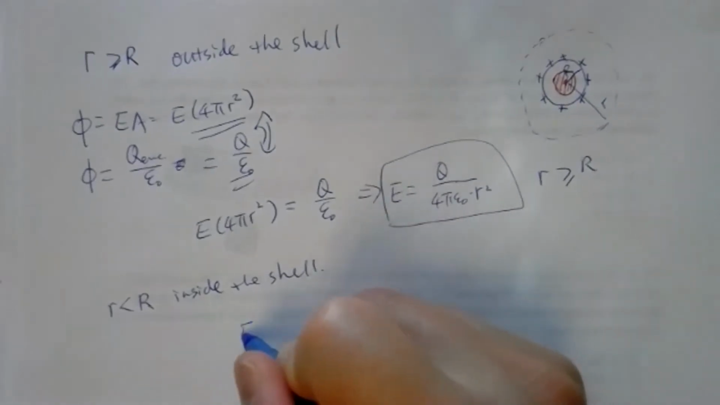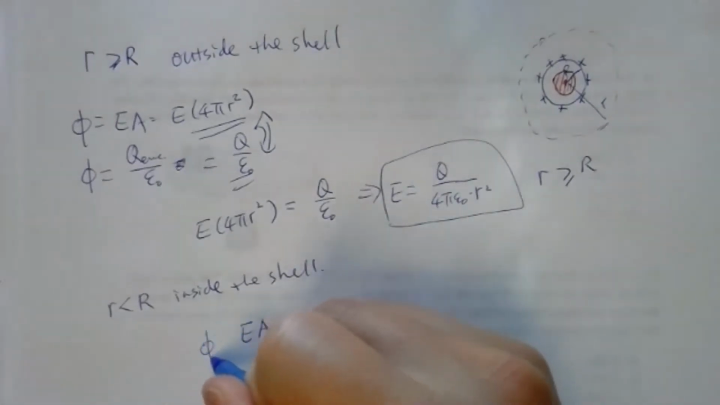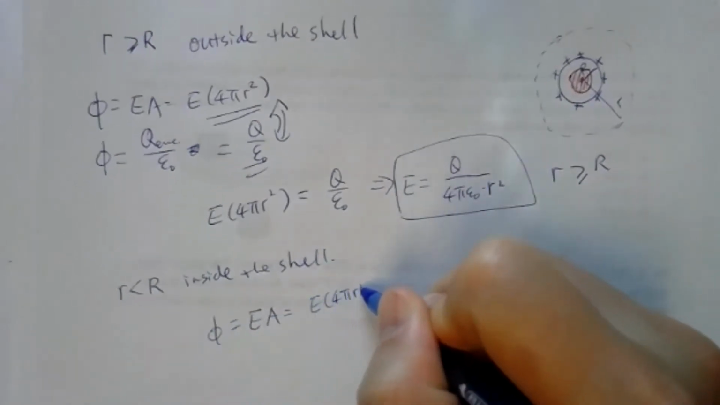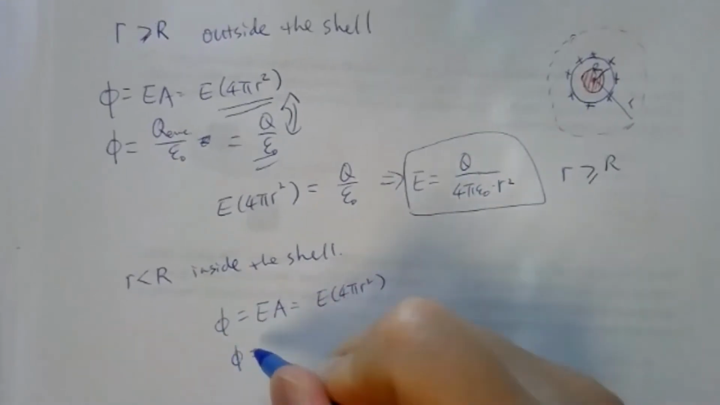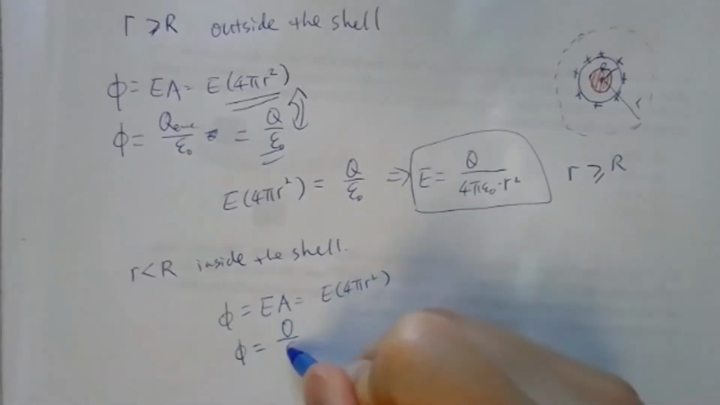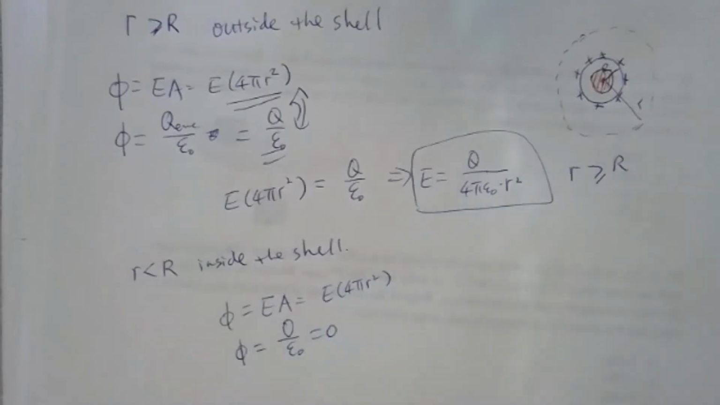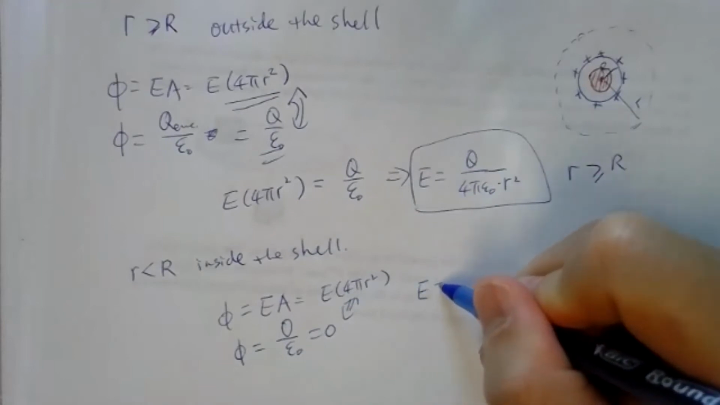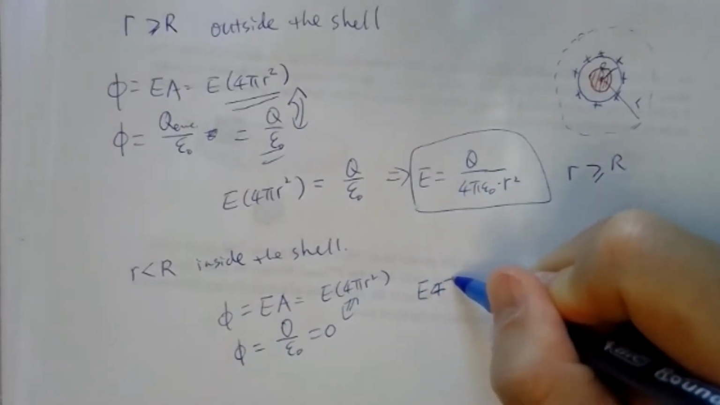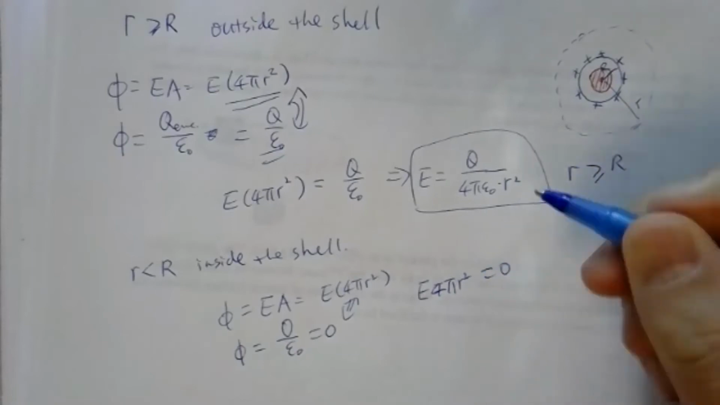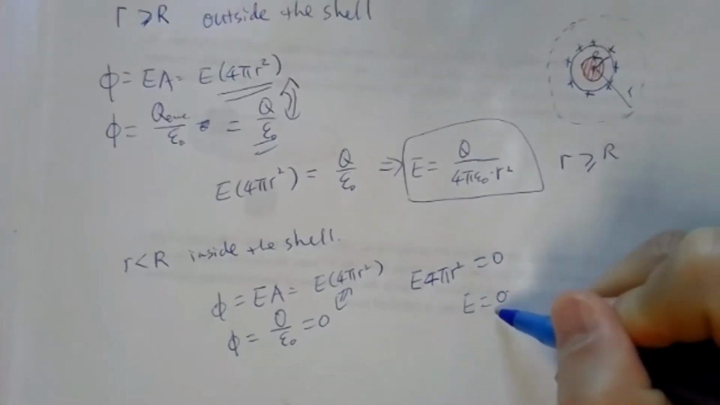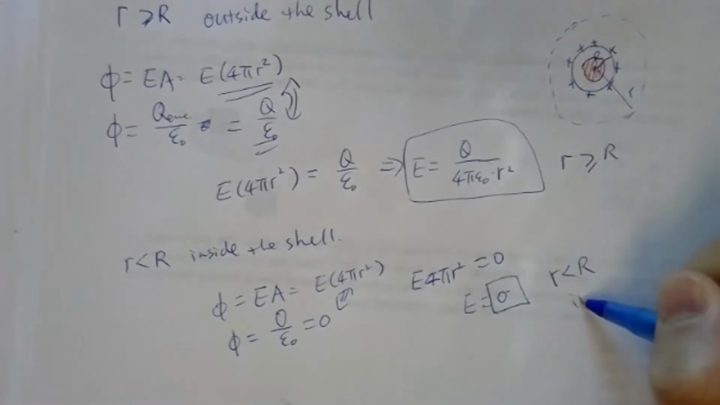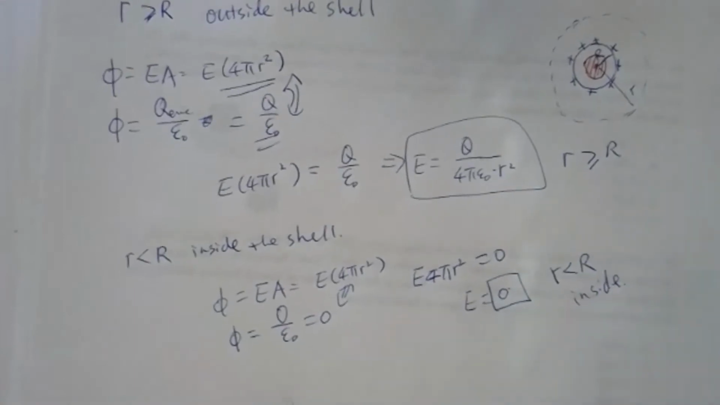So your phi from the definition is E times A, equal to E times 4 pi r squared. From Gauss's law, it will be equal to 0 over epsilon naught, which is 0. Then you set the two equal to each other, so E times 4 pi r squared is equal to 0. So your E should be equal to 0. This is when you are inside the shell.